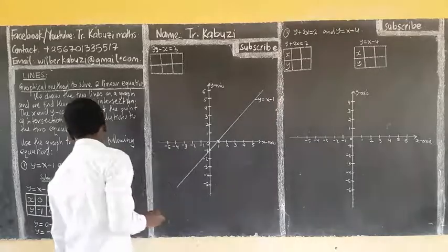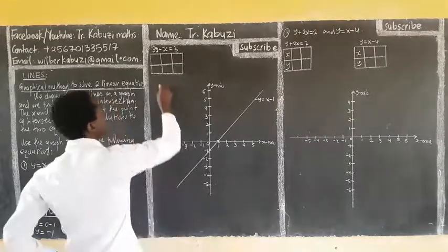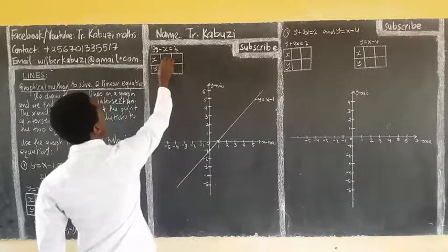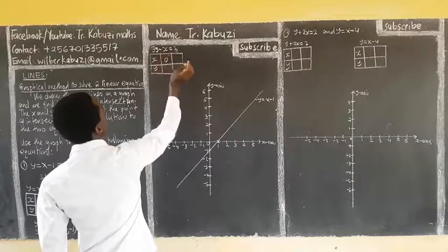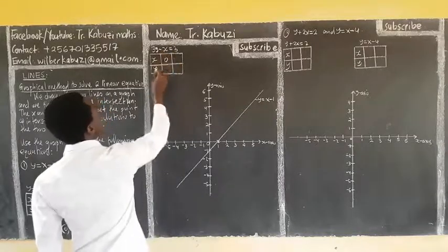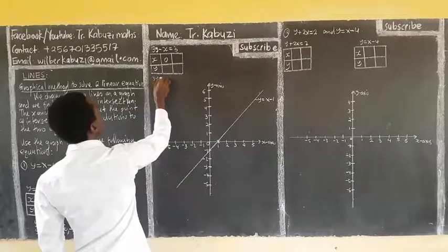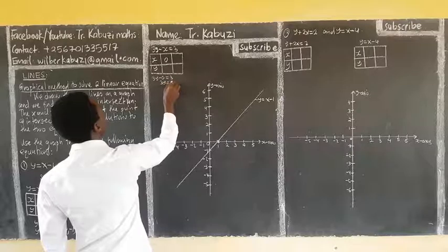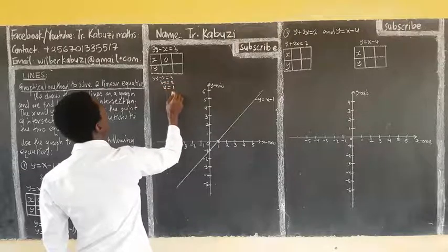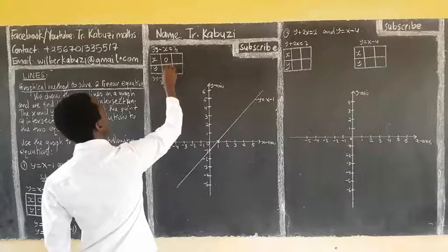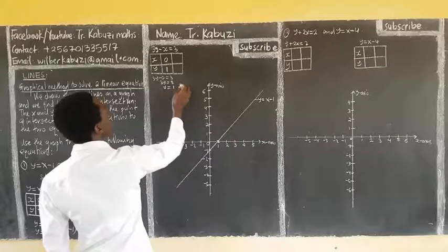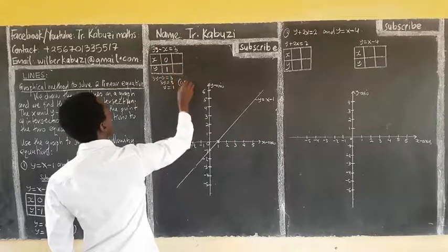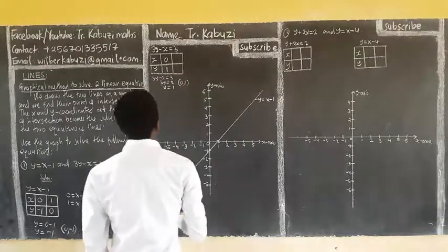Then you come and draw this. You also need 2 points, the x and y intercepts. When x is 0, you put 0 here, and you shall be having 3y minus 0 equaling 3, so that your 3y will be 3 and our y will be 1. So when x is 0, y is 1. Read that point in the form x, y: 0, 1.